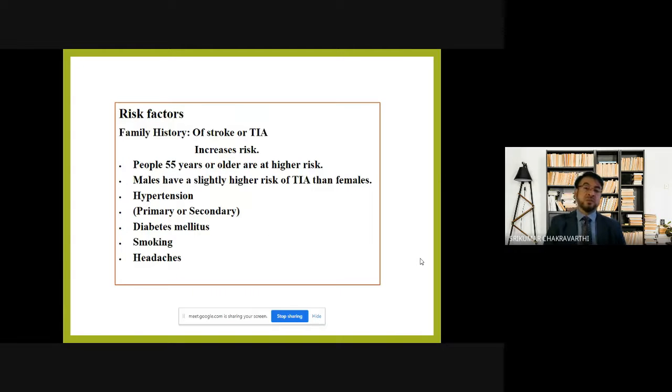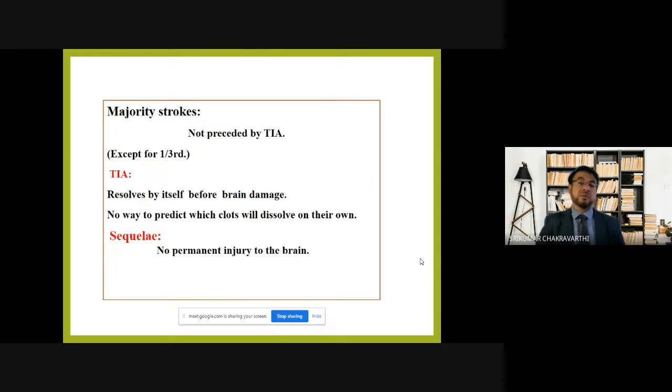Risk factors of stroke and TIA: people with family history, elderly people, males have a higher risk of TIA, people with hypertension, diabetes, smoking, and those who have a history of headaches. And anybody with a history of TIA also goes on to have a strong risk for a stroke. But remember, some strokes are preceded by a TIA, but the majority of strokes are not preceded by a TIA. A TIA, a transient ischemic attack, resolves by itself before brain damage and it does not cause any permanent injury to the brain.